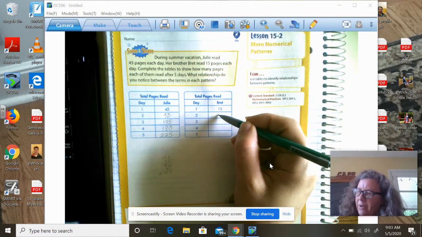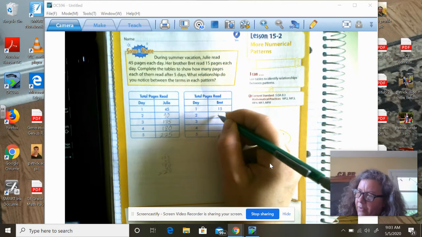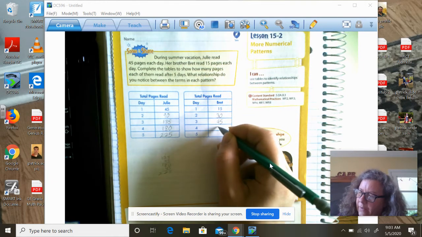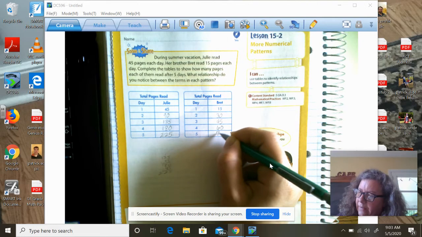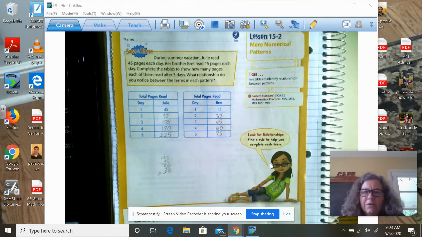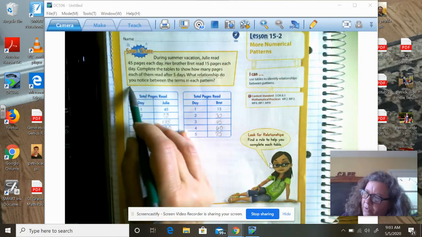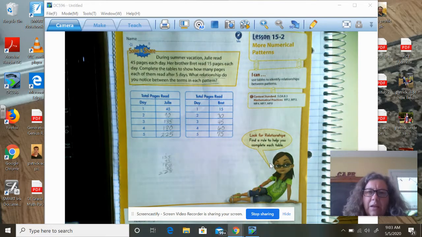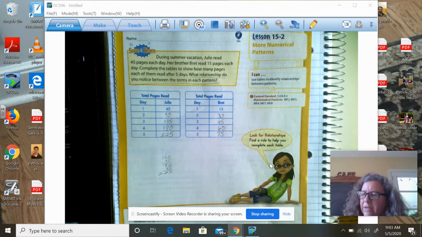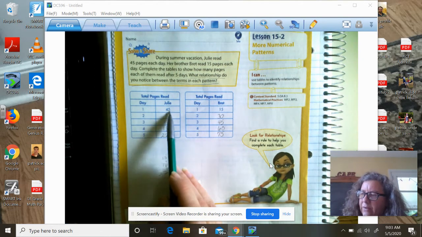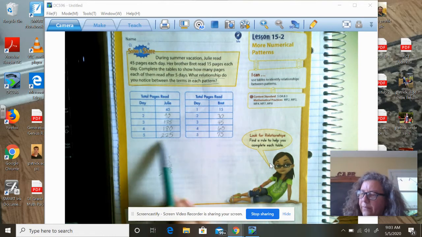Okay, so let's do our 15s over here for Brett. He reads 15 pages each day. So this would be 30, then 45, then 60, then 75. So that's our pattern of numbers. And then it says, and this is the important part, what relationship do you notice between the terms in each pattern? They change the same way. So whatever pattern is here will be here.